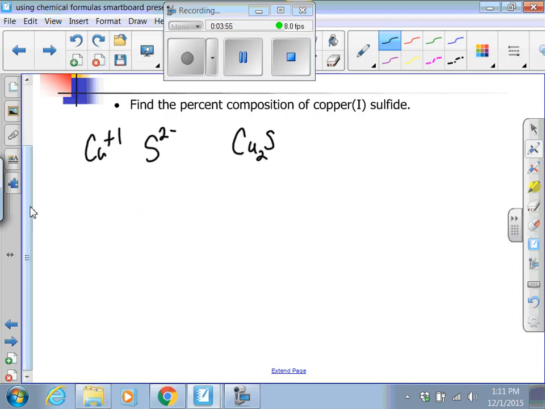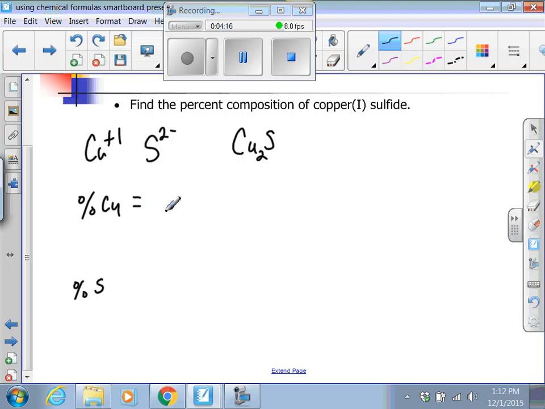All right, so if we want to know the percentage composition, if a problem is phrased this way, and it doesn't say like the percentage of copper or percentage of sulfur, then you find the percent copper, and you also find the percent sulfur, or every element in the compound. If there are 5 elements, you find the percentage of all 5.